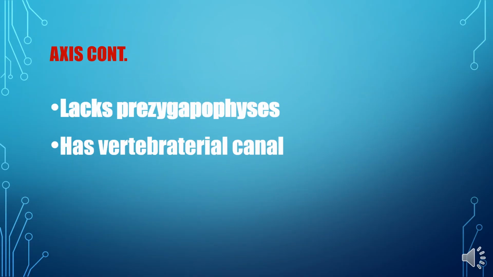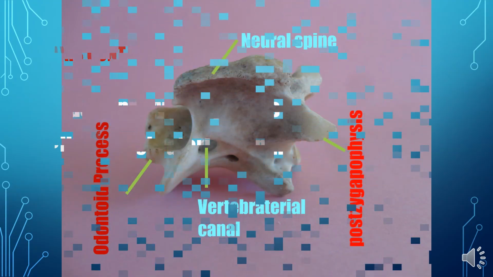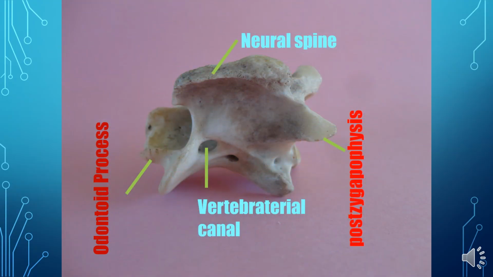It lacks prezygapophysis, has vertebrarterial canal. The axis has odontoid process that forms a peg which fits into the neural canal of atlas, which forms a joint that allows rotatory movement of the head. It actually has a neural spine and vertebrarterial canal.